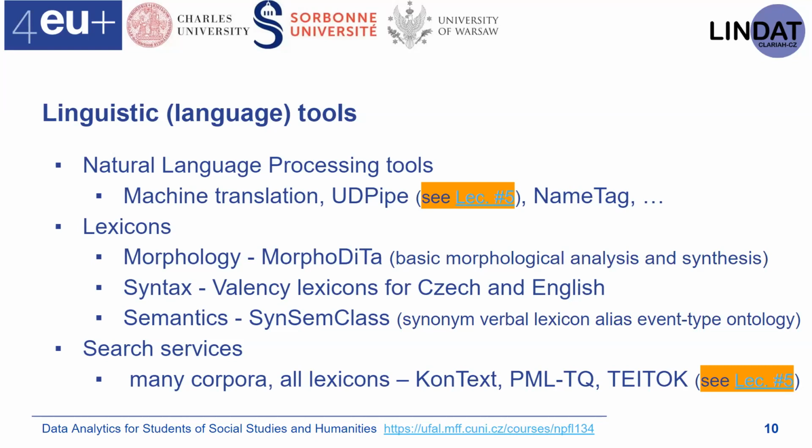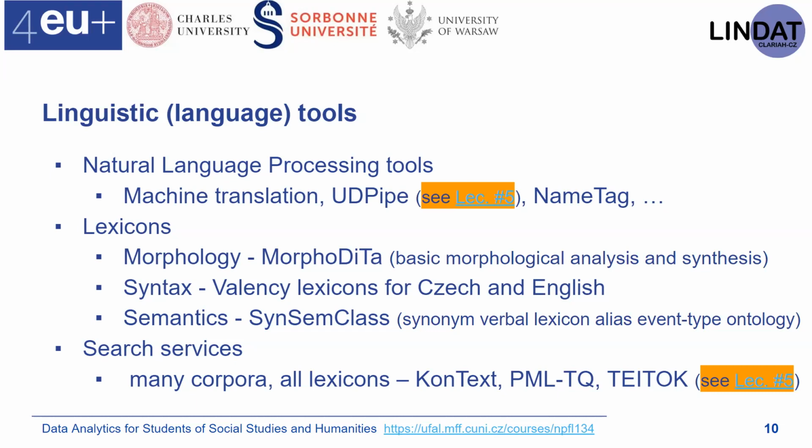And also here I list another tool called NameTag. This is a tool for automatic named entity recognition. In other words, to detect named entities and classify them into classes like personal names, geographical names, names of institutions, and so on.